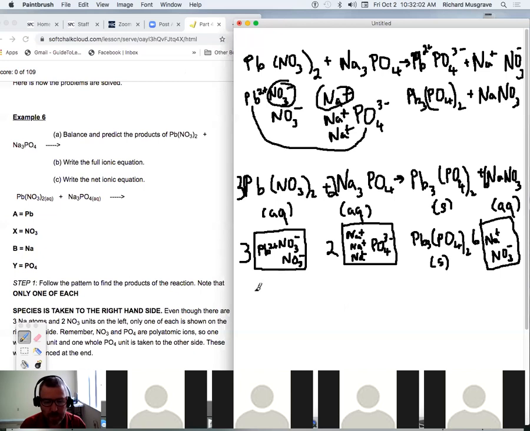So to write out the full ionic equation, I have to count up how many of everything that I have. I have 3 Pb2 pluses. I have 6 NO3 minuses. I have 6 Na pluses. And I have 2 PO4 3 minuses. All right, I'm going to stop here for a second. Does anybody have any trouble seeing where I'm getting those numbers from? The 3, the 6, the 6 and the 2.